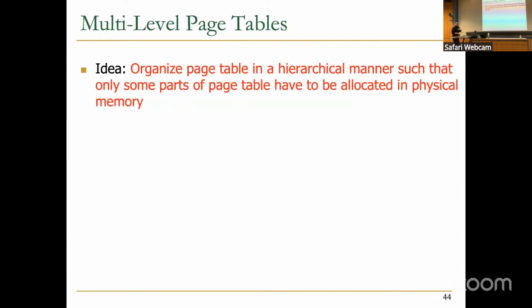How does a multi-level page table work? So we organize the page table in a hierarchical manner, such that only some parts of the page table have to be allocated in physical memory. Only the parts that correspond to virtual memory locations that are being used by the program. If a virtual memory location is not used by the program, then I do not need basically its entry in the page table.